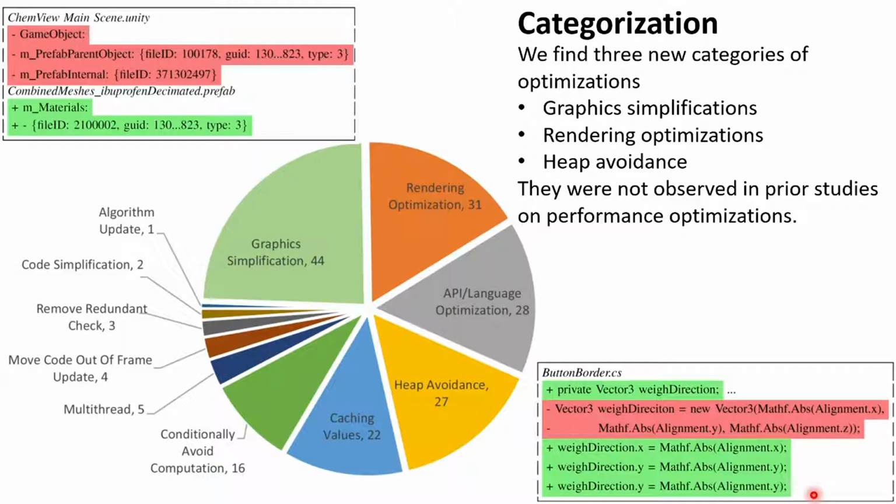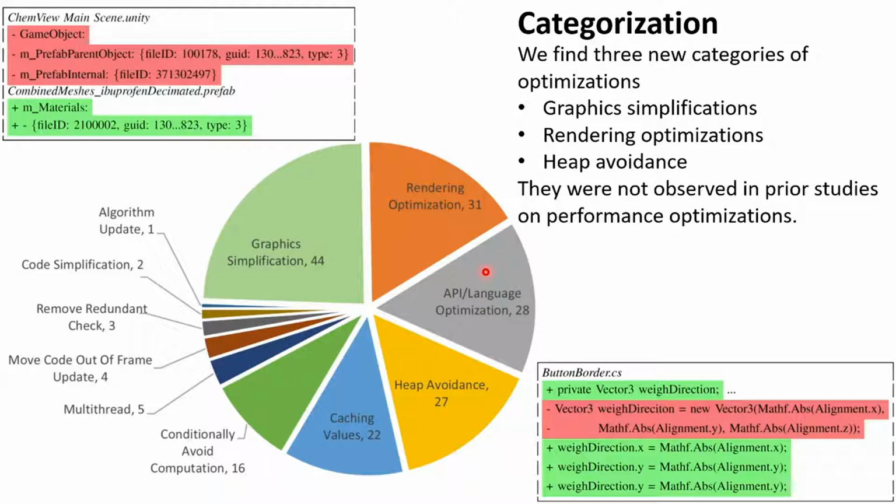First of all, on the categorization part, we find that the majority of VR performance optimizations consist of these 5 categories. The first one is graphics simplification, which means that you are trying to use a simplified 3D model or graphics asset to replace complicated ones. The second one is rendering optimization, which means that you're trying to use a more optimized configuration. For example, you're setting the lighting area.